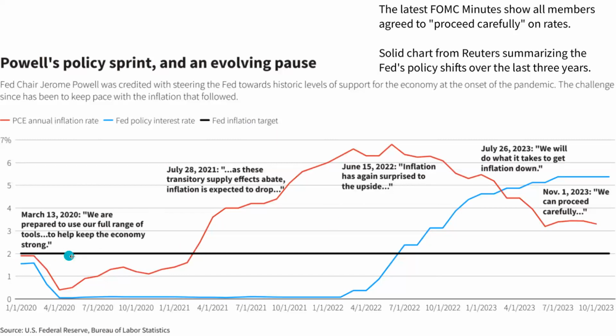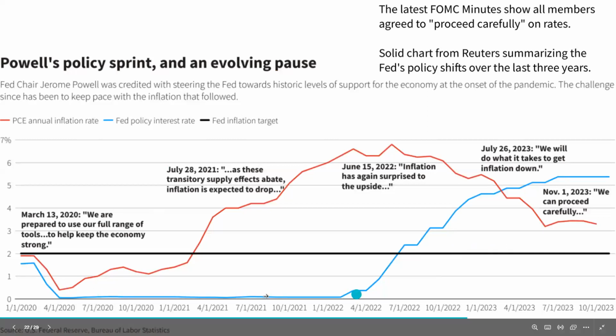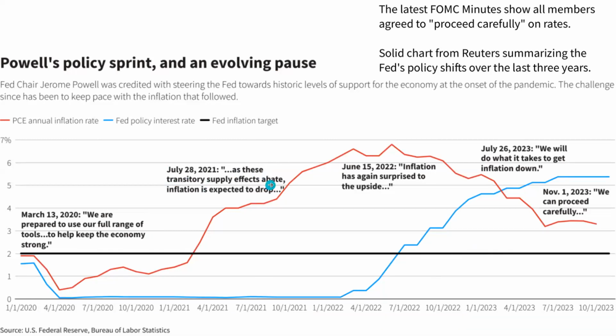So the Fed inflation target is right there at that 2% for inflation. And we're prepared to use our full range of tools to help keep the economy strong. So they cut rates, right? We have that zero interest rate policy time, that ZIRP time right here. And then as these transitory supply effects abate, inflation is expected to drop. We see PCE inflation continuing to rise, even though they're saying they think it's going to drop. Inflation has surprised again to the upside. All right, that's over here.